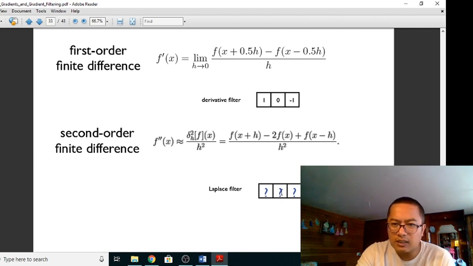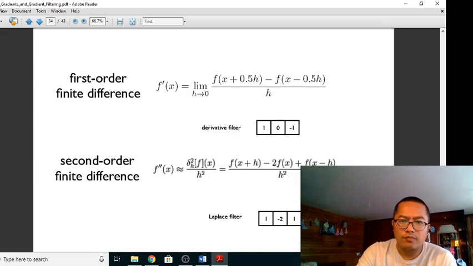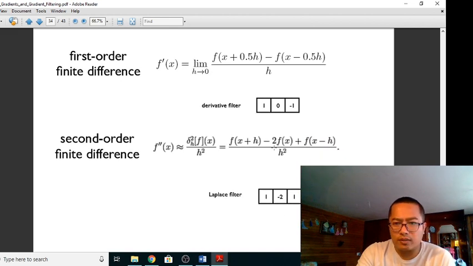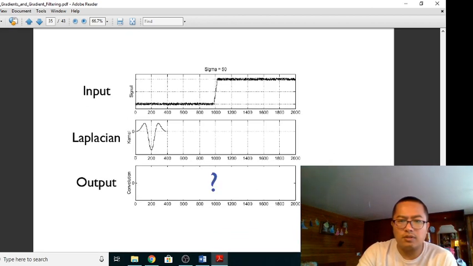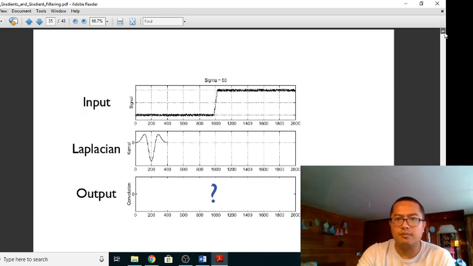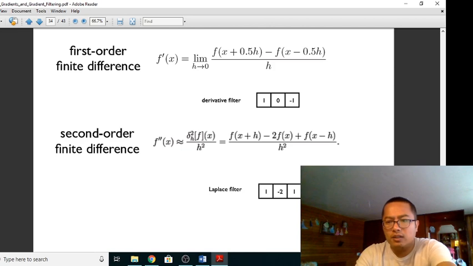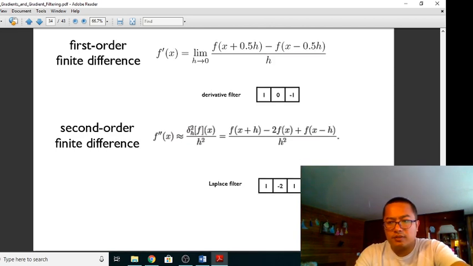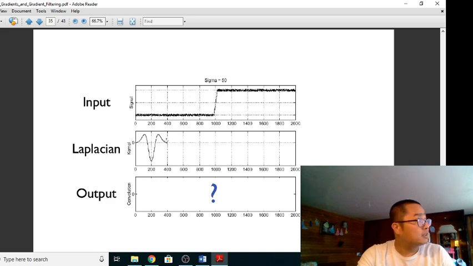So once you have that filter and you convolve it with an image, you get the second order derivative of that image. So here you go: minus 2 here, 1 here, 1 here. So that's the way. Now the Laplacian filter: 0 here, 1, then minus 2 and 1. That's the one we saw, the Laplacian filter, 1, minus 2 and 1. If you view this as a graph, you get 1, minus 2, 1.